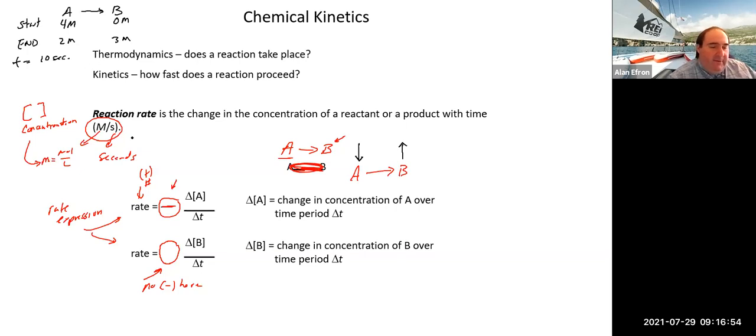If we were to calculate the rate expression for A, the rate would be equal to minus the change in the concentration of A, which is final minus initial. The final concentration of A is 2, minus the initial, which is 4, divided by 10 seconds. 2 minus 4 gives you a minus 2, divided by 10 gives you a minus 0.2. The negative that you get when you do this subtraction, times the negative that's up here, gives you a positive 0.2 molar per second as the rate that's happening.